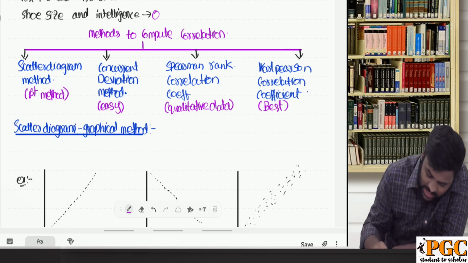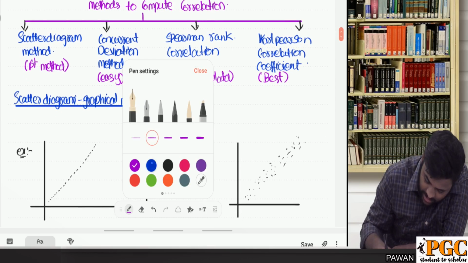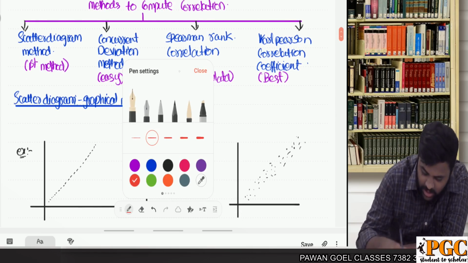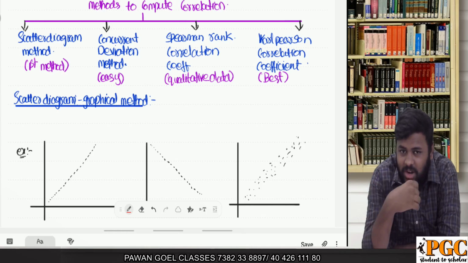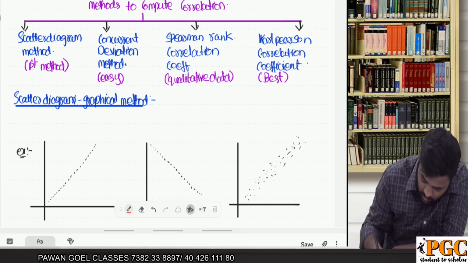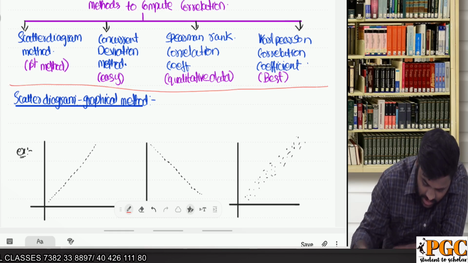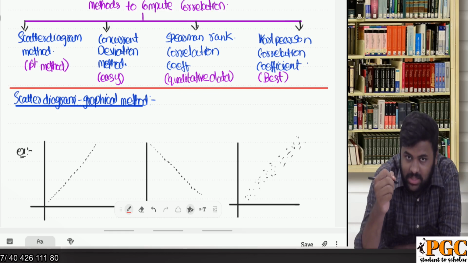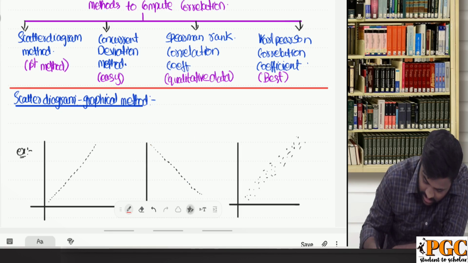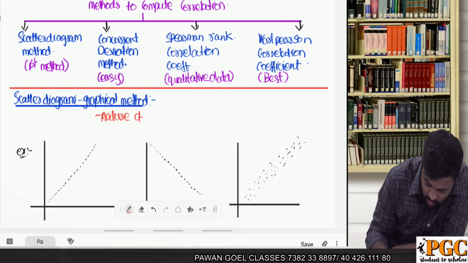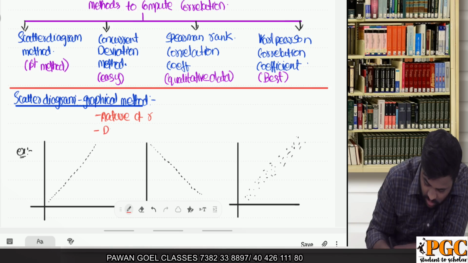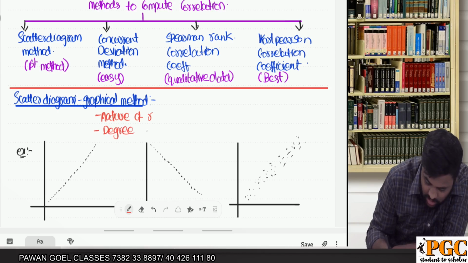Now let us see the scatter diagram method. In the scatter diagram method, we have a very big disadvantage. What is that disadvantage? Because of it, several other methods were developed. The scatter diagram method is used to compute only and only the nature of correlation. My dear friends, we can find the nature, but we are unable to calculate the degree of correlation here.